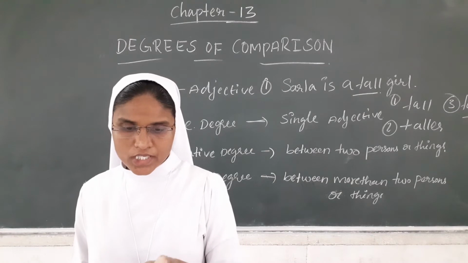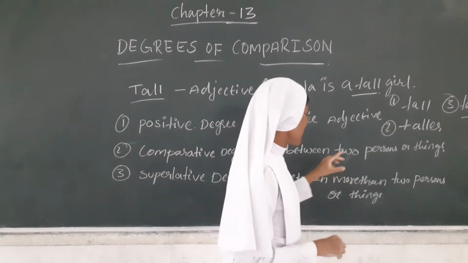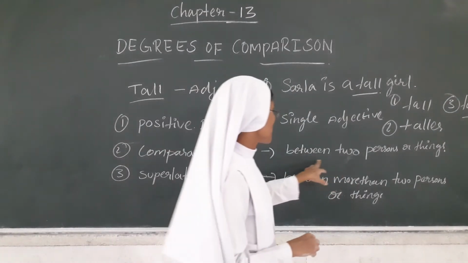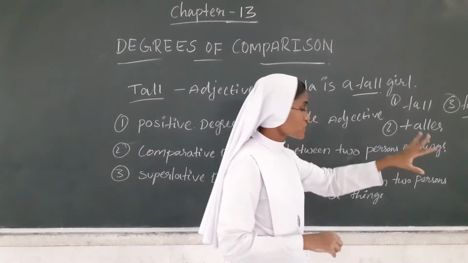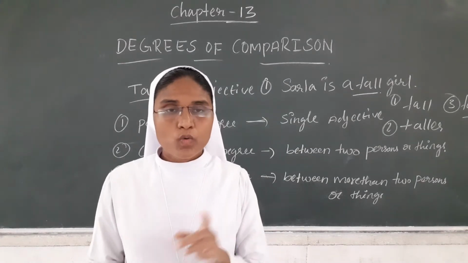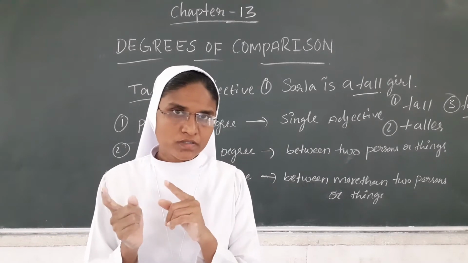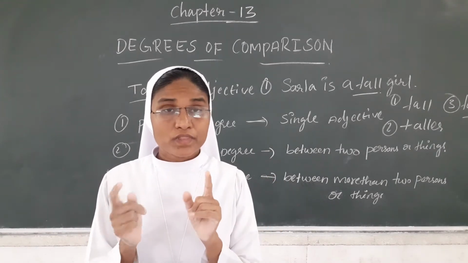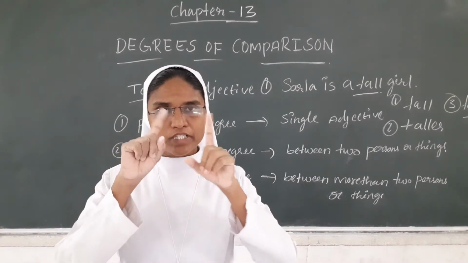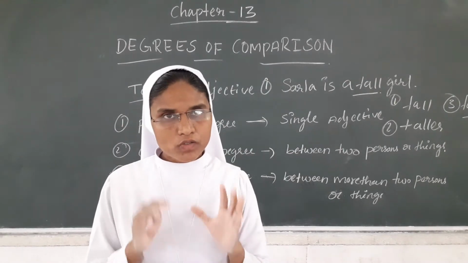The second one you see: when a comparison is made between 2 persons or things, that makes the comparative degree. Only between the 2 persons or the 2 things, that we call the comparative degree. You understand? Between 2 persons or 2 things, we call the comparative degree.